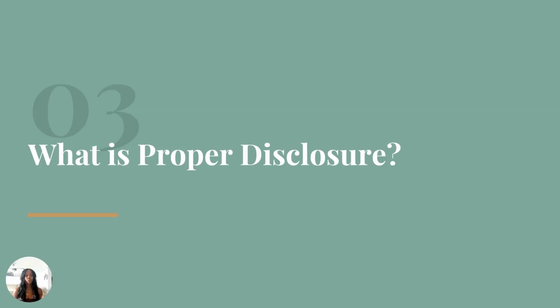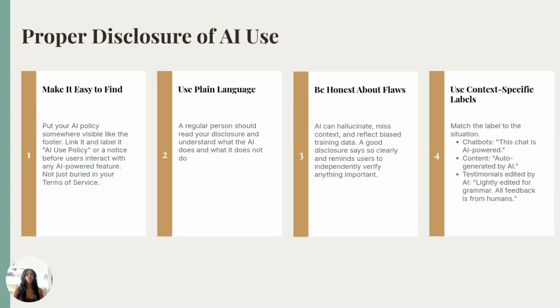So here's what doing it right actually looks like. First, you want to make it easy to find. Put your AI policy somewhere visible, like the footer. Link it and label it AI use policy.